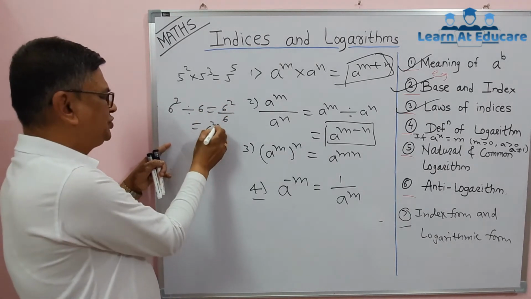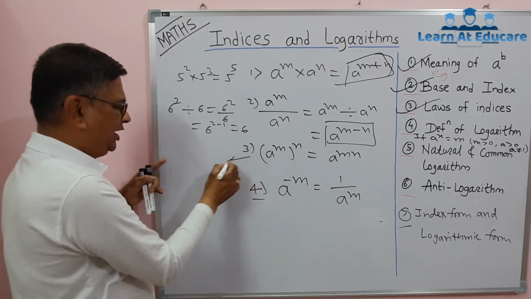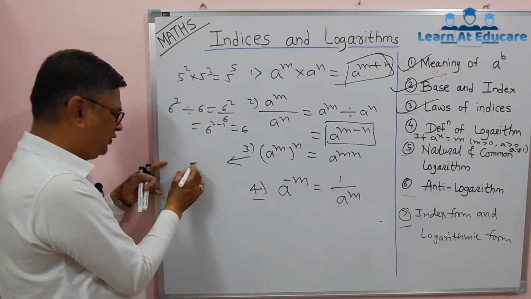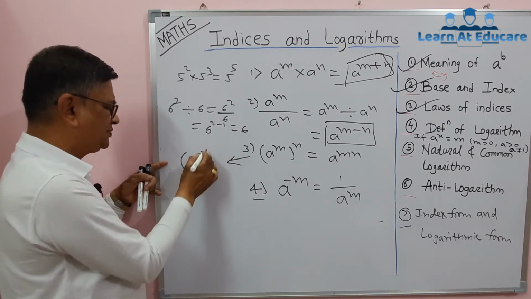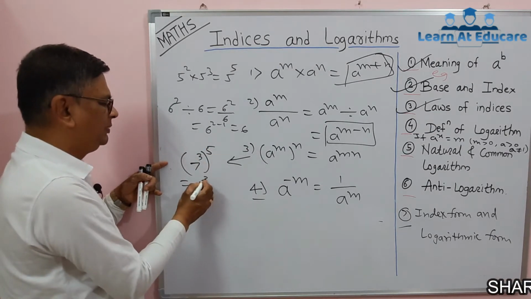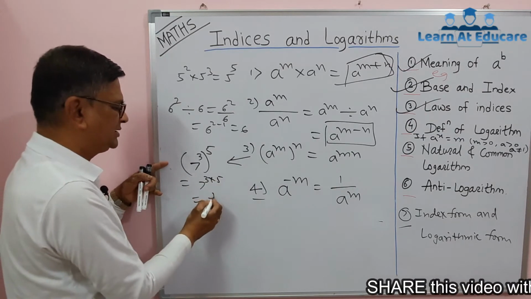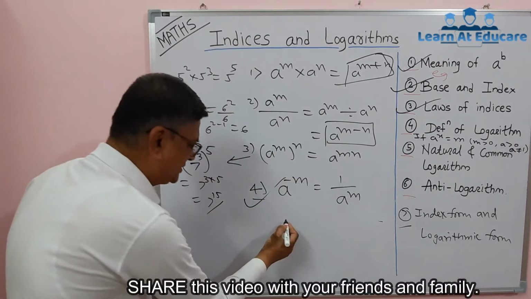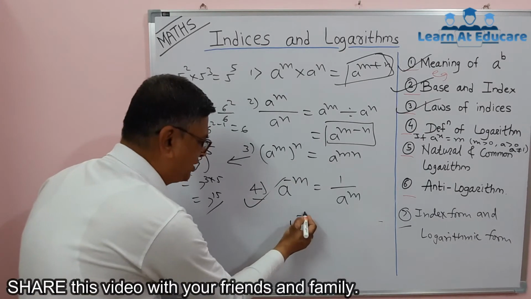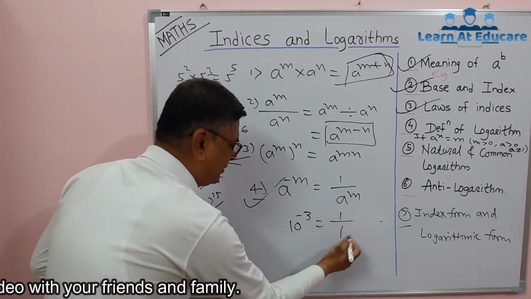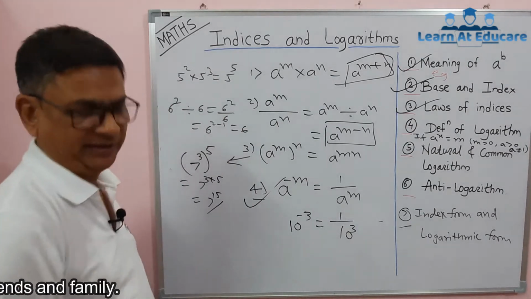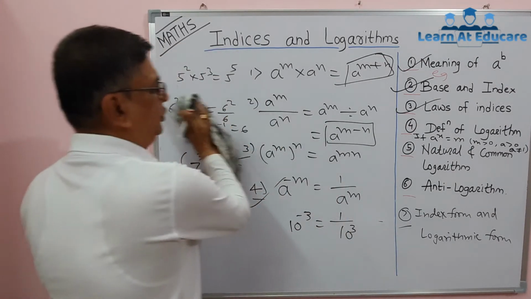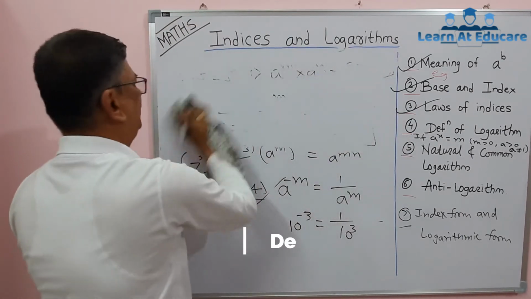Means it is 6 raised to 2 minus 1, that is 6. And if you take this example, (a raised to m) raised to n, suppose we want (7 raised to 3) raised to 5, then it will be 7 raised to 3 into 5, that is 7 raised to 15. This is a raised to minus m. For example, we have 10 raised to minus 3, then it is 1 upon 10 raised to 3, something like this. Then after indices, we now turn to logarithm, that is the definition of logarithm.